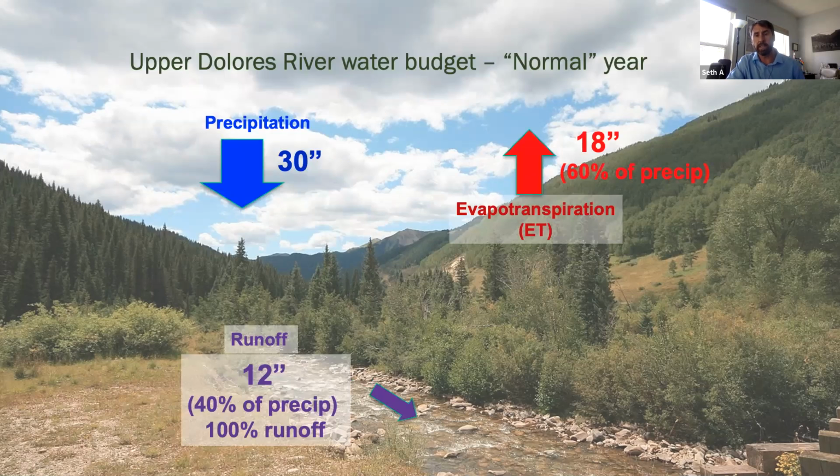So I want to take an example of a watershed in our region, the upper Dolores River watershed. This is a rough water budget for a normal year. You have an input of 30 inches of precipitation. About 60% of that precipitation is lost to the atmosphere through evapotranspiration on a normal year. It's about 18 inches. So that leaves 12 inches for runoff, or about 40% of that precipitation that fell. And in this case, that 12 inches of runoff equals a normal runoff year, or 100% of runoff.